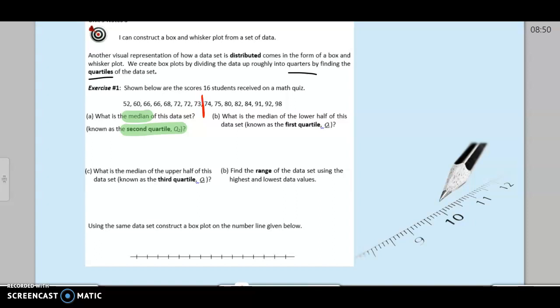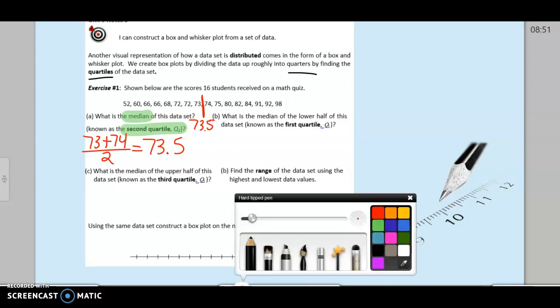So what do you do if the median is in between 2 numbers? Add these together and divide by 2, you'd get the average. So I'm going to do it that way. 73 plus 74 divided by 2, you're going to end up at 73 and a half. So again, you're just finding the middle between these. So now that we've got the middle, now we can split the first half into 2.